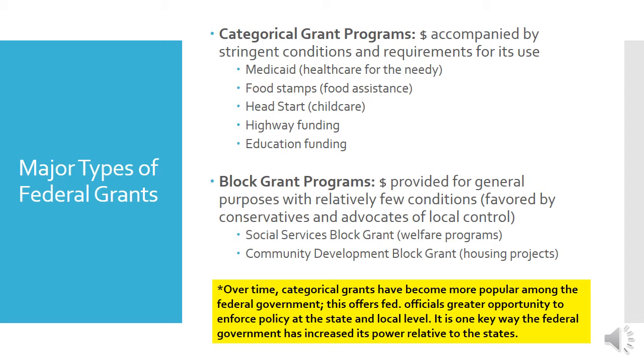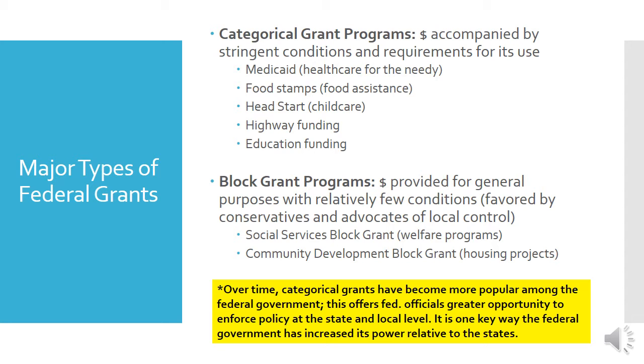Education funding. Federal government doesn't really provide a whole lot of money for education, but it's enough that the states really can't do without it. So the federal government uses that to leverage a lot of specific requirements and conditions and things that states have to meet as far as what their public education systems look like. So those are all categorical grants, lots of strings attached.